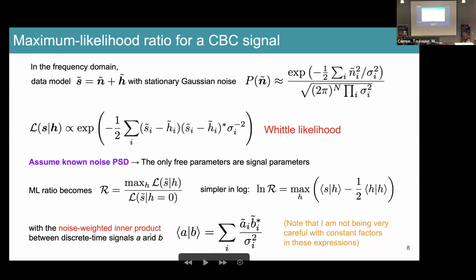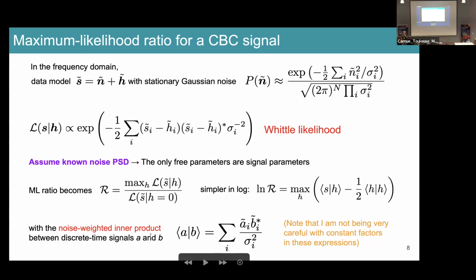John will talk about 3G detectors tomorrow. And in 3G detectors, the CBC signals will become so long that they will essentially always overlap with some data quality problems. And so some of the things that we sort of sweep under the carpet at the moment with the current searches may not work anymore and may require further thinking.